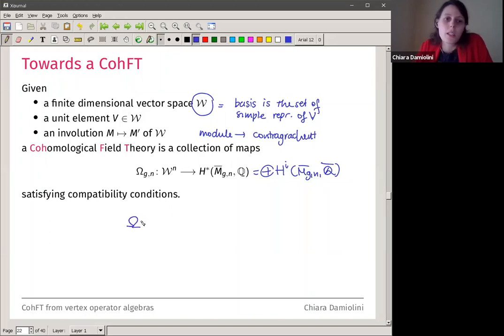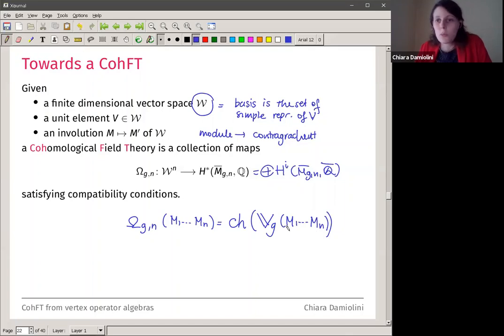And we would like to say that if we take this condition, and suppose I start with the simple modules M1 to Mn, how do I define this cohomological field theory? I take what's called the Chern character of the space of covariants associated to these modules.